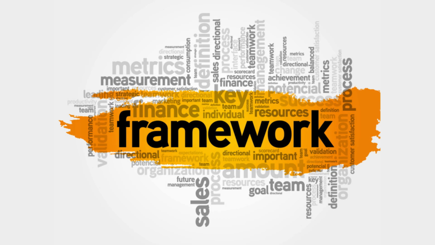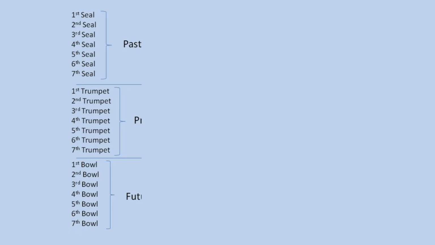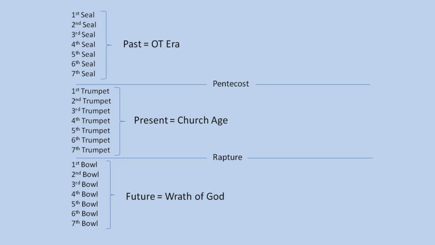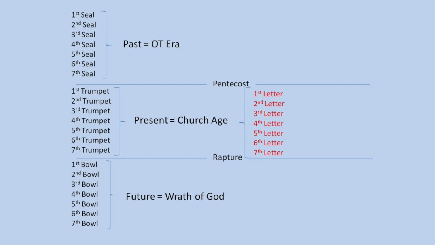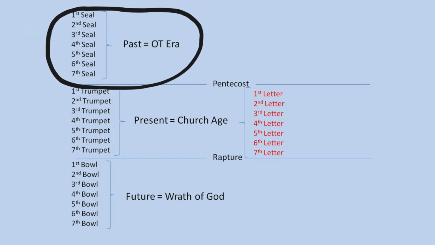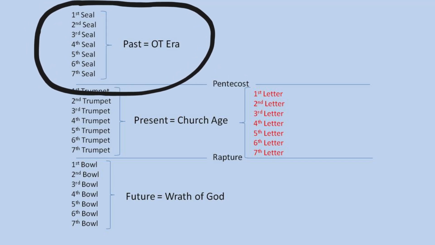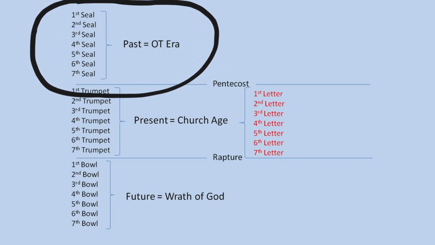Okay, now we have our framework in place. The past is separated from the present by the day of Pentecost, and the present is delineated from the future by the rapture of the church. Now we can easily begin to put things in their proper place. The 7 letters we know belong to the church age. In chapter 6, we have the 7 seals, and they represent the Old Testament era.